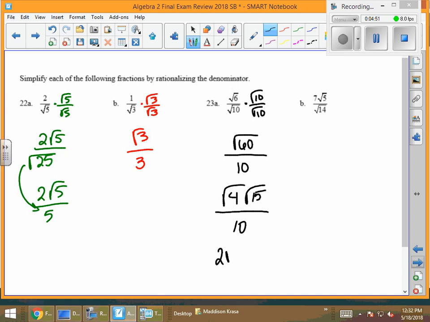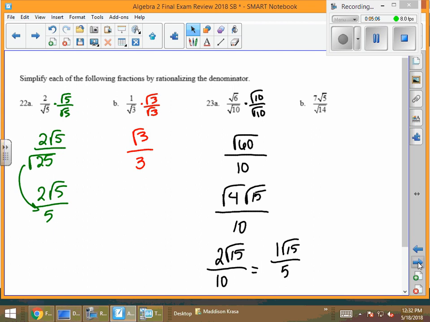Radical 4 breaks down to 2. And then 2 over 10 is the same thing as 1/5. So we'll have 1 radical 15 on top and 5 on the bottom. You don't have to write that 1 either. You can leave that 1 out.